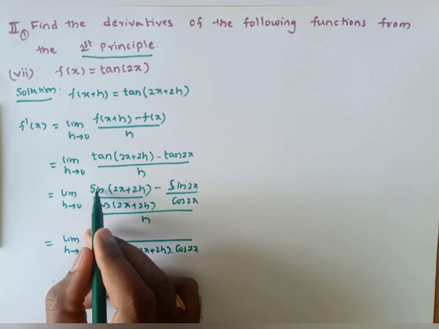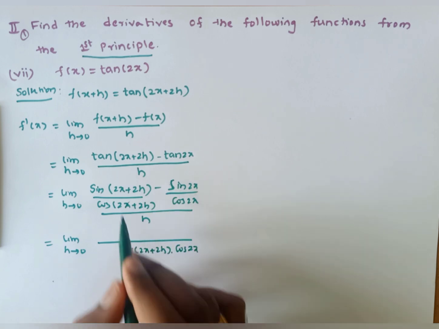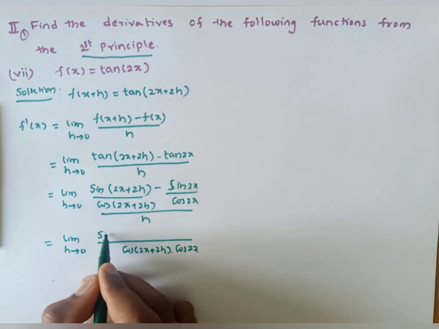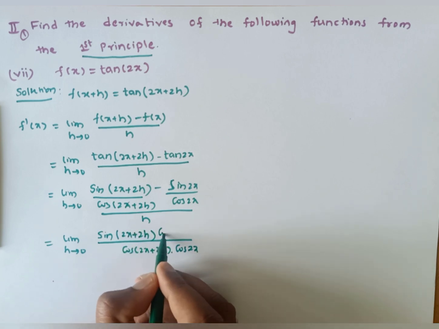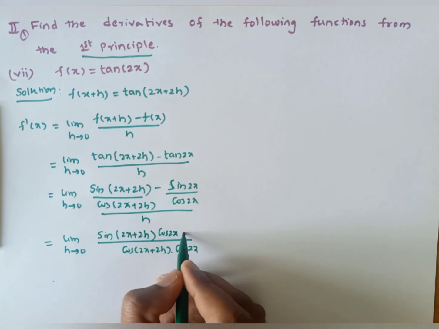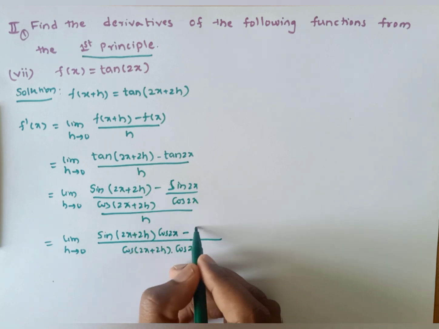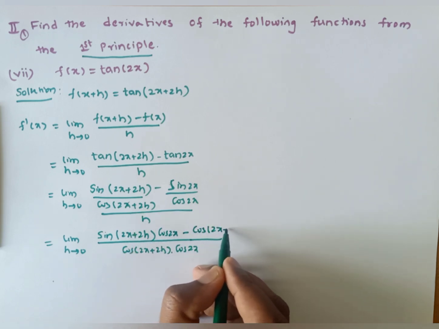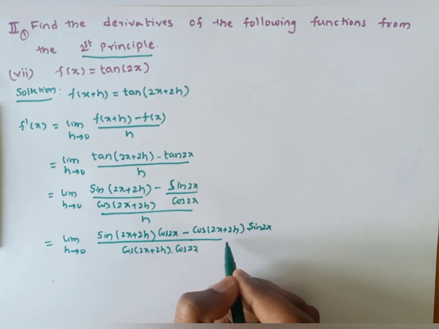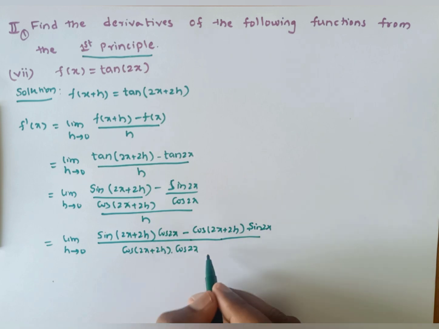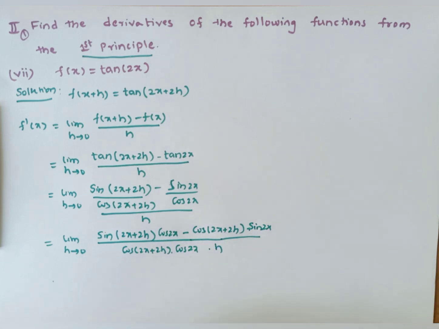In the numerator, this is sin into cos and sin into this cos. So it becomes sin of 2x plus 2h into cos 2x, minus cos of 2x plus 2h into sin 2x, whole divided by h. Let it be, it is into h. Now this is limit h tends to 0.